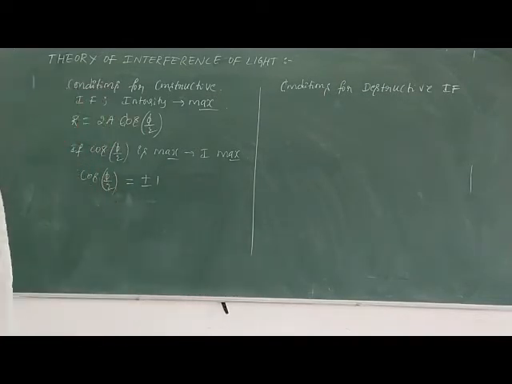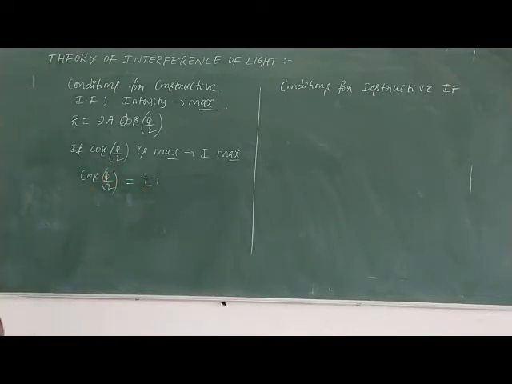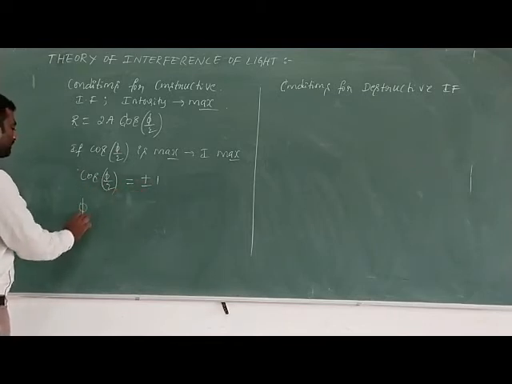In this situation that is possible. For the crest it is plus 1, for the trough, maximum trough, that is minus 1. So cos pi by 2 must be equal to plus or minus 1. Now based on this you tell me the pi values.